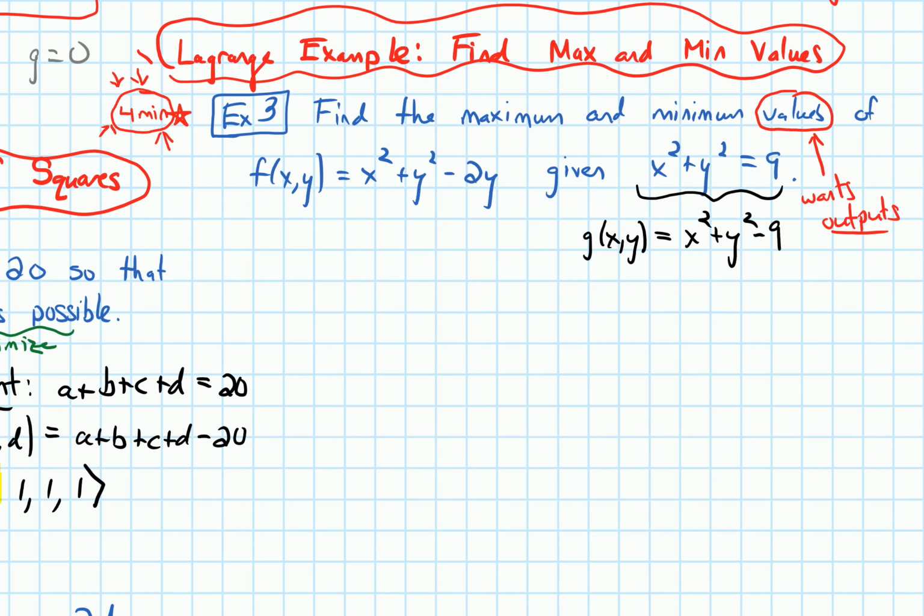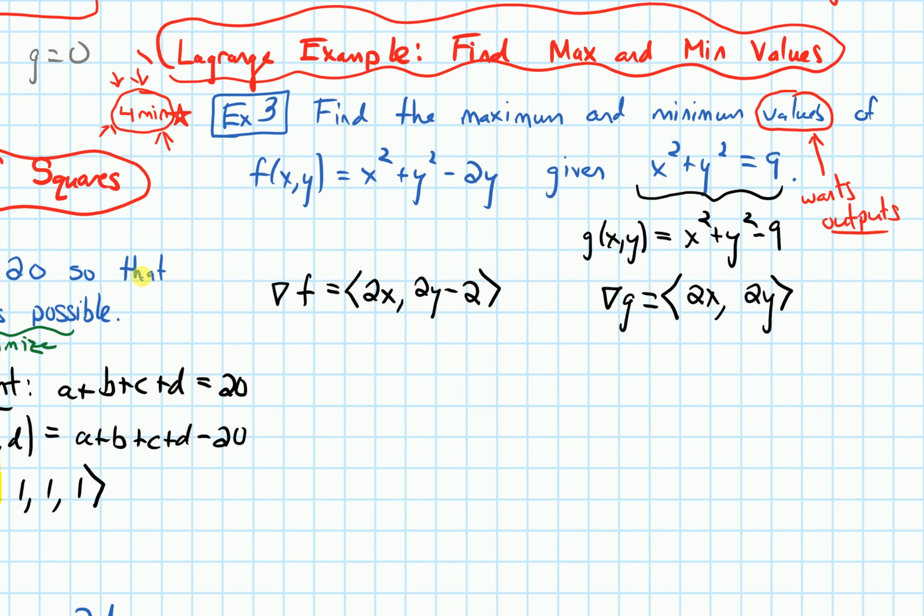Now I want to take the gradient of both functions. So the gradient of f equals 2x, the partial with respect to x first, and then the partial with respect to y is 2y minus 2. Then take the gradient of g. So the partial with respect to x is 2x. The partial with respect to y is 2y.